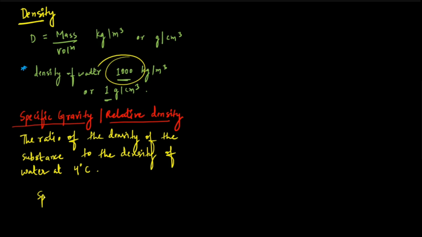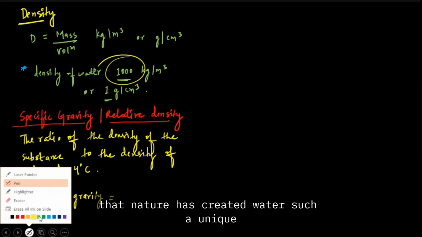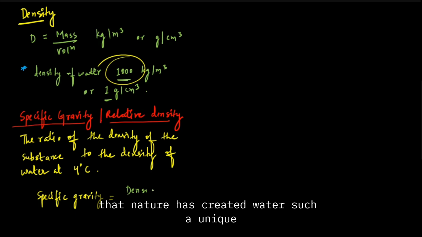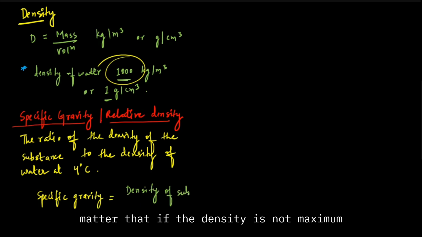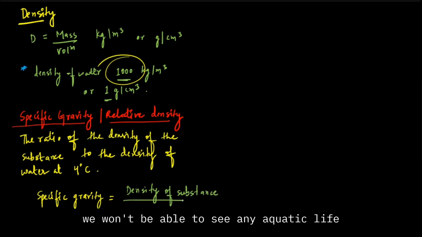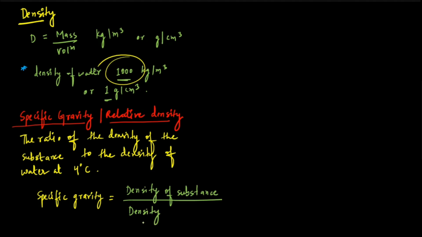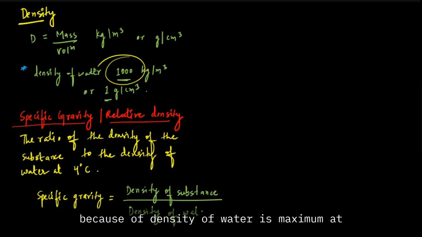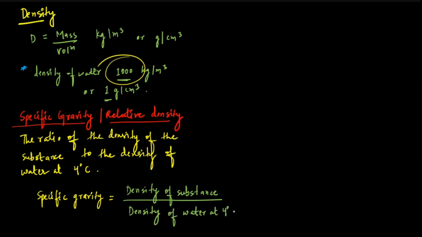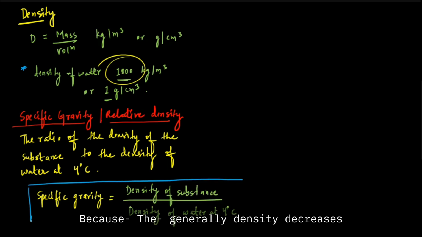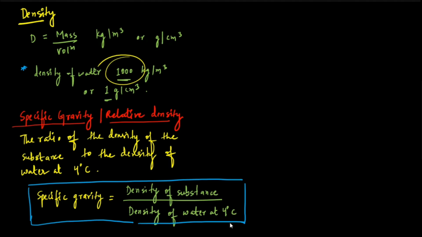I always wondered why it was 4 degrees. It is because at 4 degrees Celsius, density of water is maximum. And it is very interesting to understand this fact that nature has created water such a unique matter that if the density is not maximum at 4 degrees Celsius, we won't be able to see any aquatic life. All forms of aquatic life exist because density of water is maximum at 4 degrees Celsius. It is the most wonderful thing that we humans ever came across. Because generally density decreases with increase in temperature. But in case of water, when we go from 0 to 4 degrees Celsius, density increases. So that's what makes it an amazing matter to study.